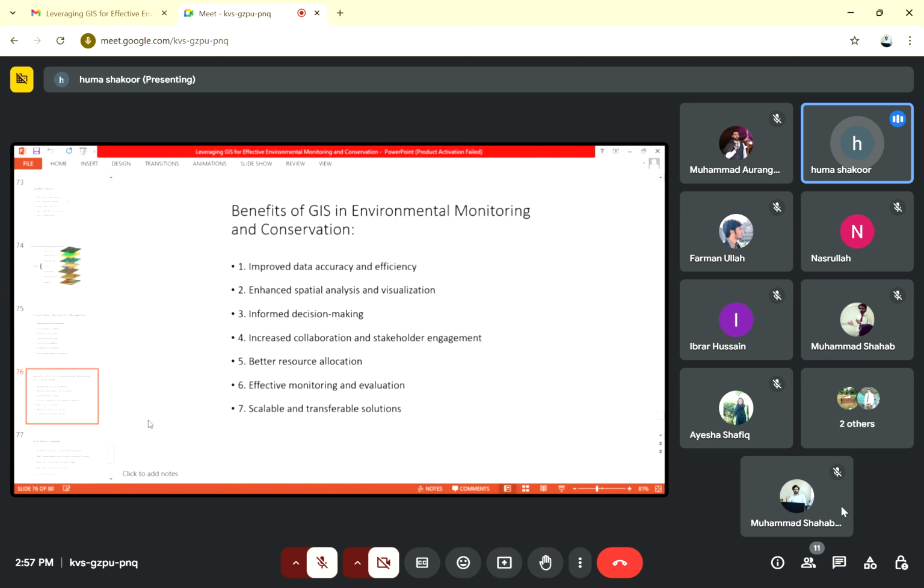Benefits of the GIS in environmental monitoring and conservation. What are the benefits of the GIS? Improved data accuracy and efficiency, enhanced spatial analysis and visualization, informed decision making, increased collaboration and stakeholder engagement, better resource allocation, effective monitoring and evaluation, scalable and transferable solutions. These are the importance of the GIS, why we are using the GIS in environmental monitoring, because we can monitor the environment through different methods. So GIS gives these benefits for the protection, for the conservation of the environment, for the conservation of the natural resources, and for the protection of the biota which are present in the environment.